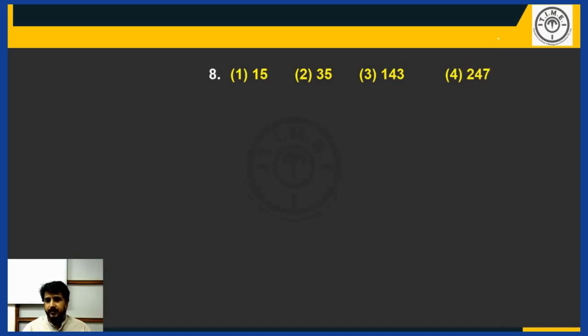15, 35, 143, 247. 15 is the product of two consecutive prime numbers, 3 into 5. 35 is also in the same way, product of two consecutive prime numbers, 5 into 7. 143 is also 11 into 13. So product of two consecutive prime numbers. Even 247 is a product of two prime numbers, but not consecutive. 13, the next prime number is 17, but here we have 19. 13 into 19, so 247 is the odd man out. These are products of two consecutive prime numbers.